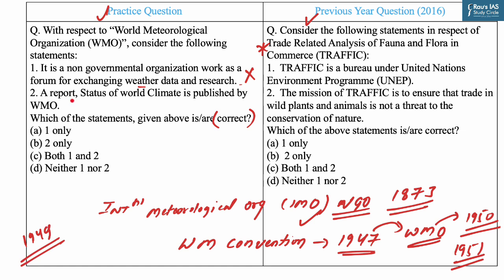Now the second statement says, a report that is the status of world climate is published by the WMO. Now this statement is correct, as the status of world climate along with greenhouse gas bulletin are published by the WMO. So as you had to find the correct statement, our answer would be B, that is 2 only. Answer for this PYQ is B, that is 2 only.